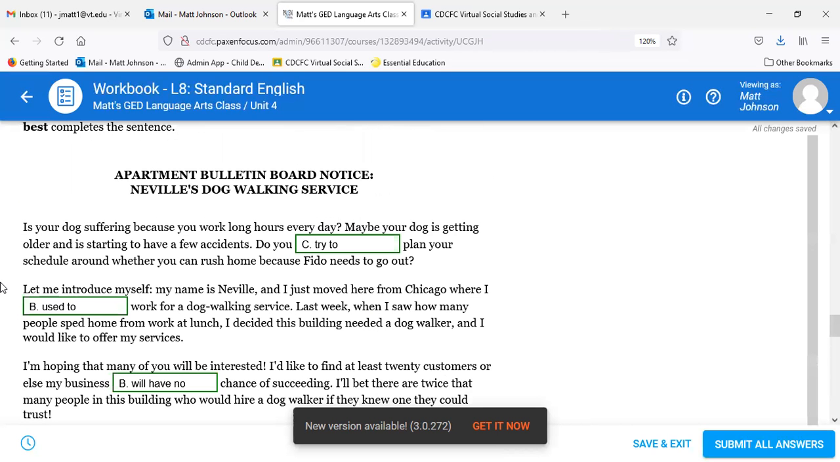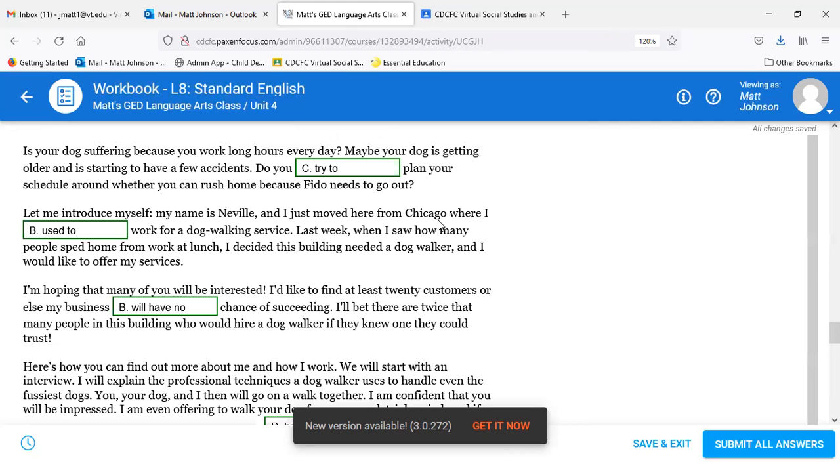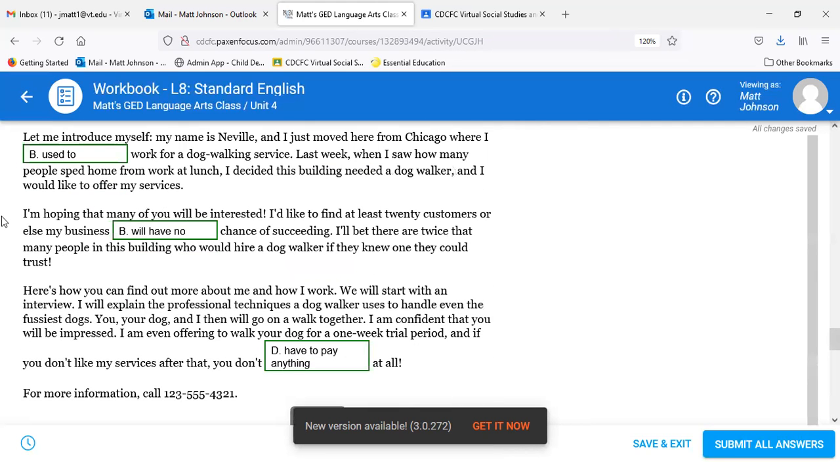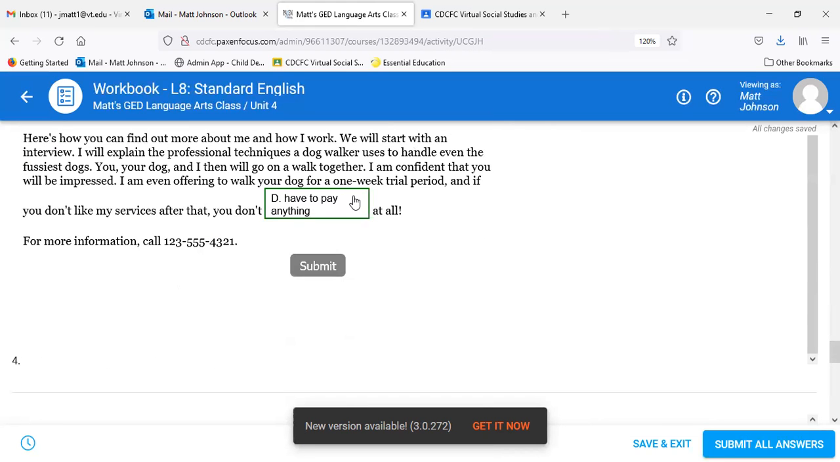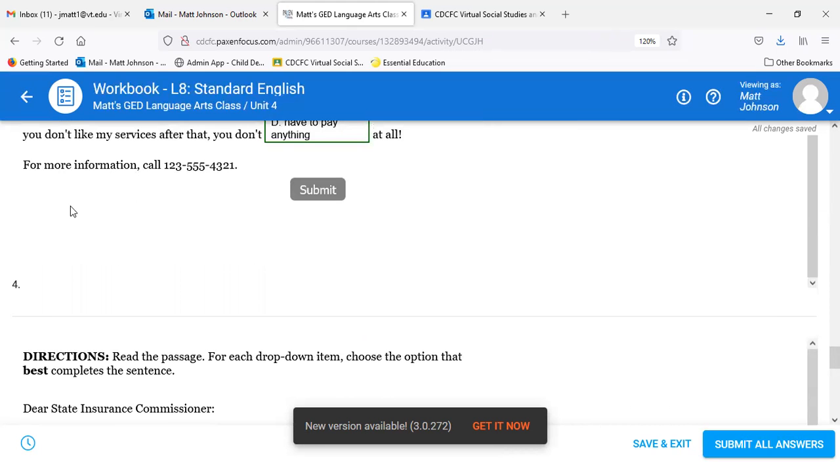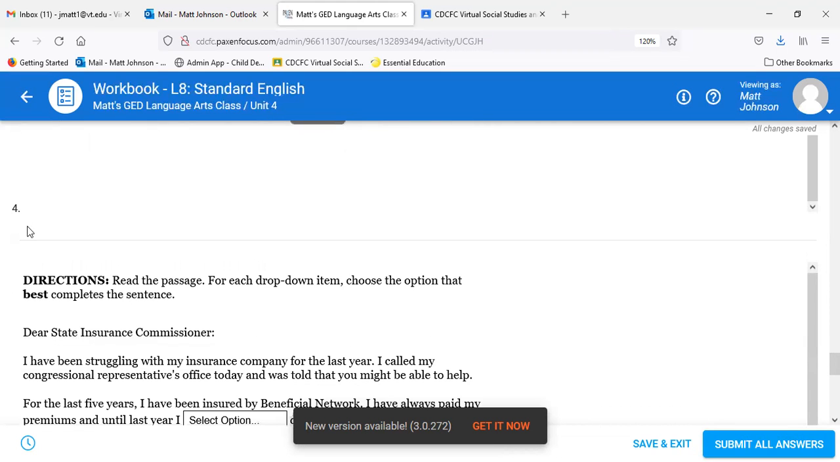You don't have to pay anything at all. Very good. All right. So try to, instead of try and, used to, making sure we have that D sound at the end of our use, suppose, avoiding the double negative again here, we'll have no chance of succeeding, and avoiding the double negative here, have to pay anything at all.